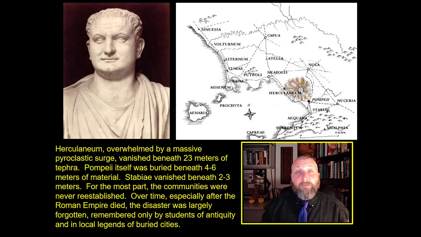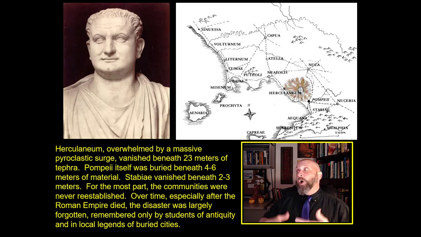And for the most part, these communities that were wiped off the face of the earth never really recovered. The empire came in, it helped resettle some of the survivors. In fact, we know this because there are some tombstones that were found in northern Spain which mention people that had died there of old age. And on their tombstones, it mentions that they were refugees from the famous eruption at Vesuvius.